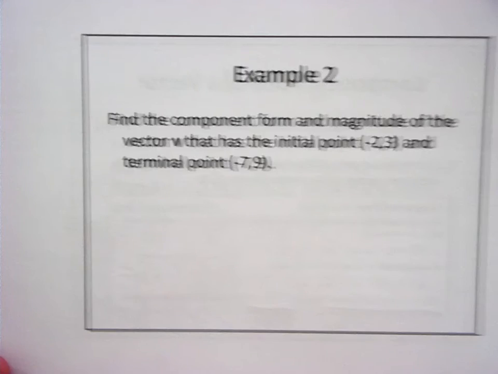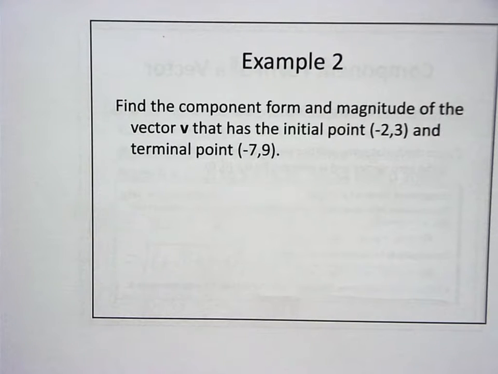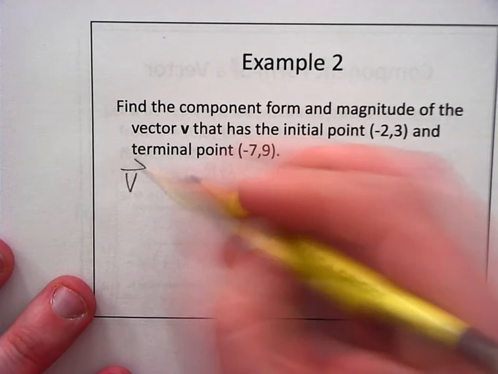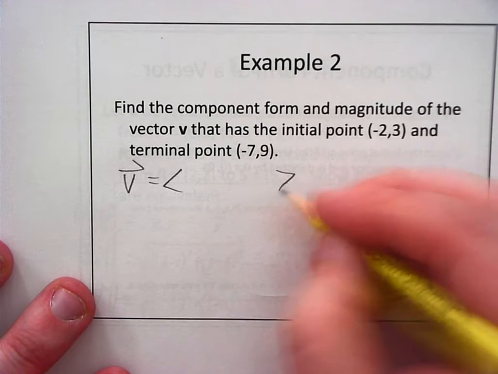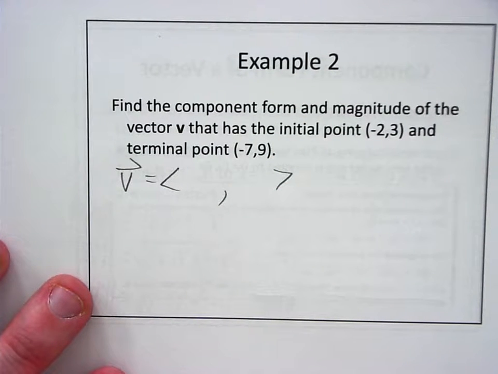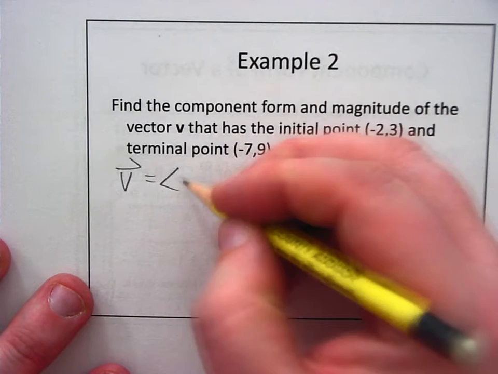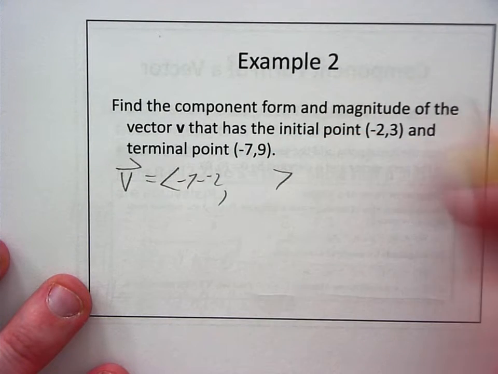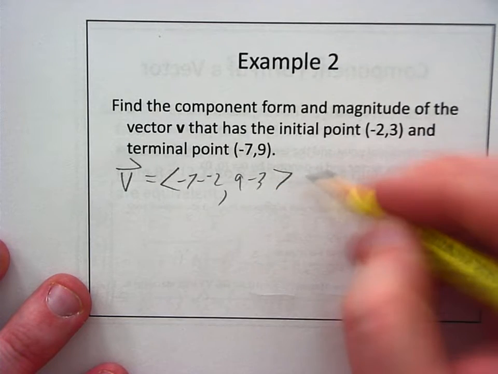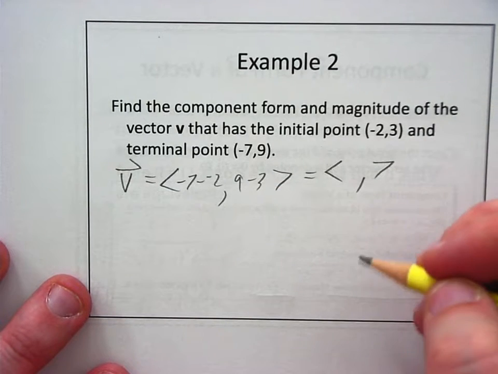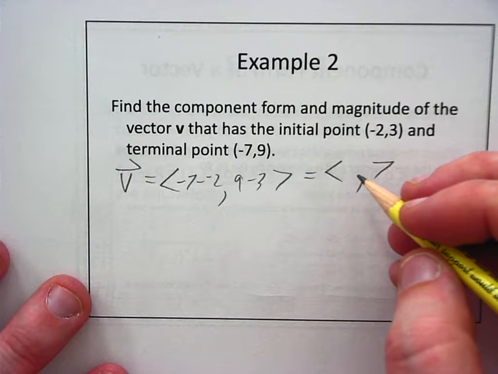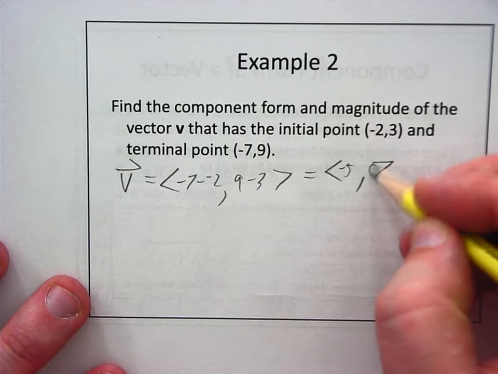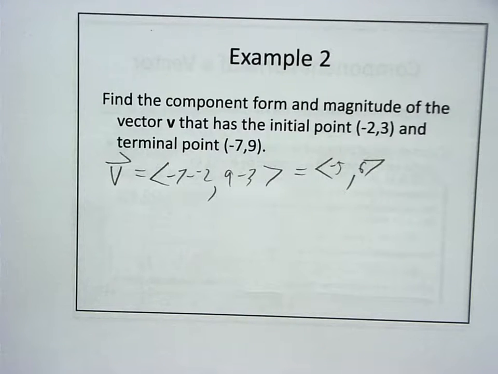So if I have something like this and I want the component form and the magnitude of this vector, all I'm going to do is take terminal minus initial. So, what am I going to subtract? Yeah, negative 7 minus negative 2 and 9 minus 3. That's going to give me the vector what? Negative 5, 6. There we go. Negative 5, 6.